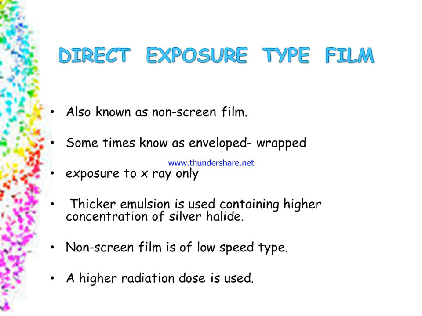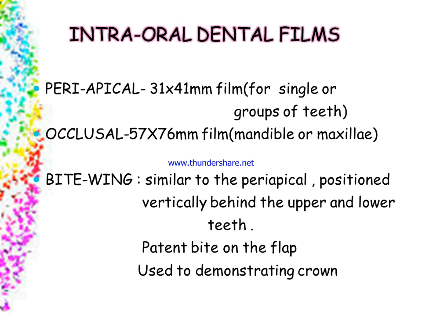Thicker emulsion is used, containing a high concentration of silver halide. Non-screen film is of the low speed type. A higher radiation dose is used. Intraoral dental films: periapical, with film size 31 by 41 mm, for a single group of teeth. Occlusal, 57 by 76 mm film, for the mandible and maxilla. Bite wing is similar to the periapical, positioned vertically behind the upper and lower teeth. The patient bites on the flap, used for demonstrating the crown.